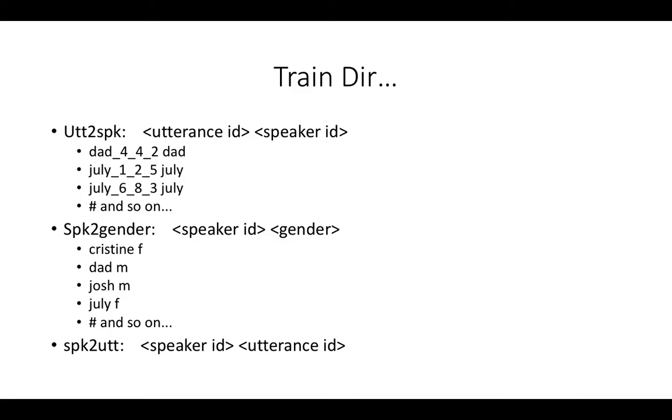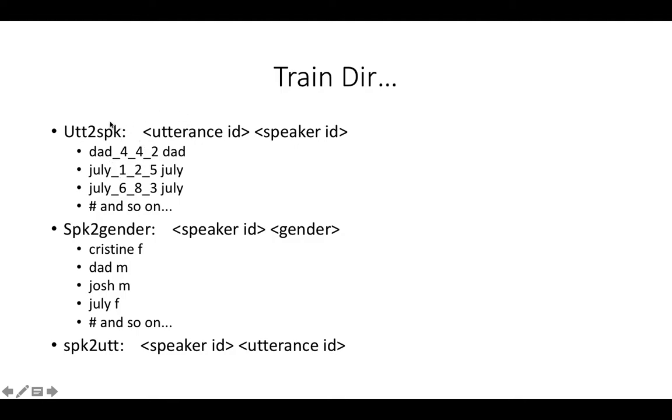The utterance to SPK file is, as we can learn from the name, the file that contains the utterance with the corresponding speaker. So it contains the utterance ID and the corresponding speaker ID. Again, it must be noted that the utterance ID in the utterance to SPK file, the text file and the wave file should be the same.